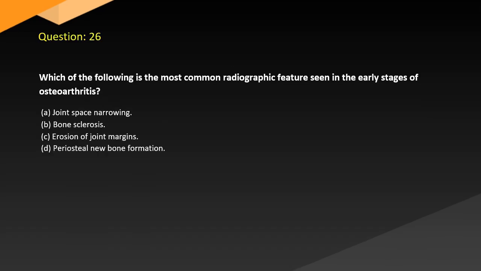Question 26. Which of the following is the most common radiographic feature seen in the early stages of osteoarthritis? A. Joint space narrowing. B. Bone sclerosis. C. Erosion of joint margins. D. Periosteal new bone formation.